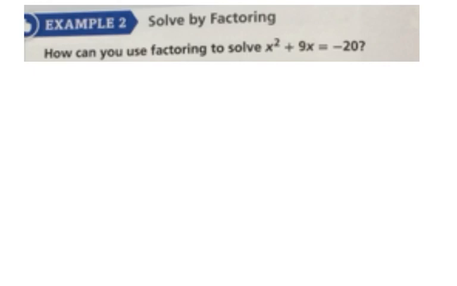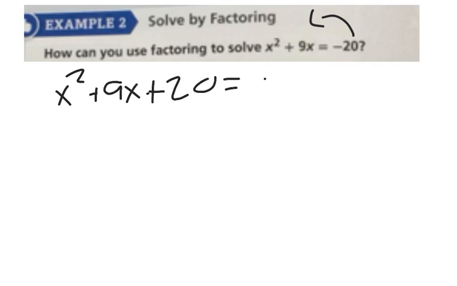So now I need to get everything to the same side. So I'm going to move the negative 20 over, which means I'm going to add 20. Are you okay with that? So now it says x squared plus 9x plus 20 equals 0. Now it's in the form of a quadratic. Ax squared plus bx plus c equals 0. So how can I solve a quadratic? I can factor.